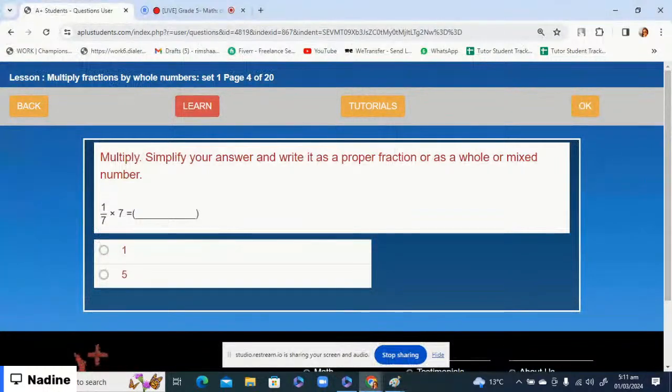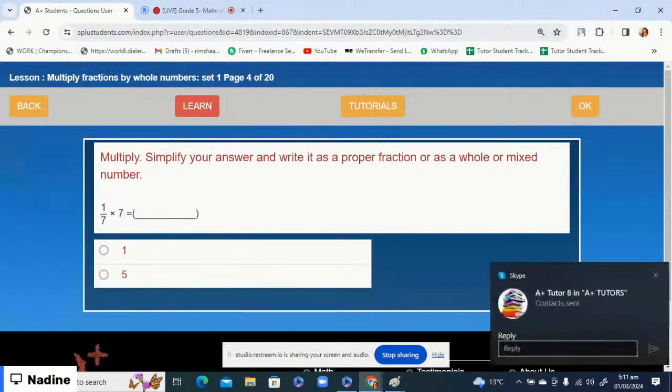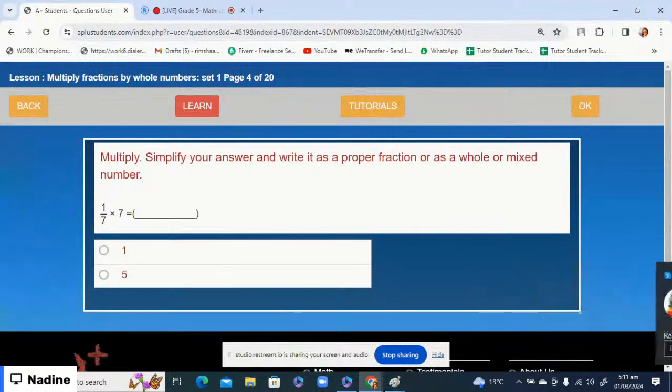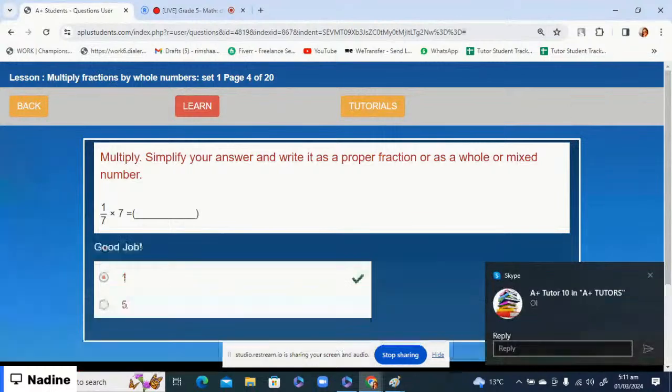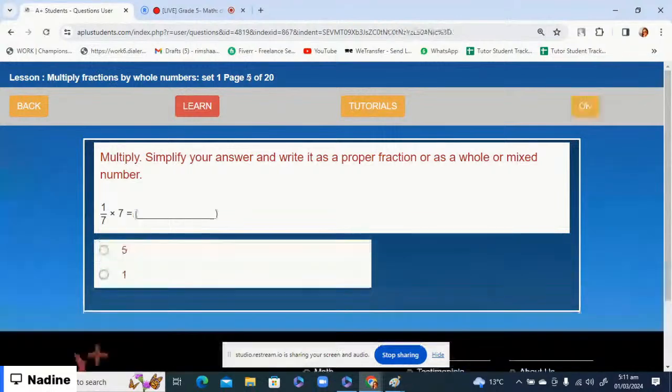1 by 7 times 7. Do that one. 1 by 7 times 7. What's the answer? Good, it's 1. Okay, let's do one more question. What's the answer for that? This is again the one we already did.